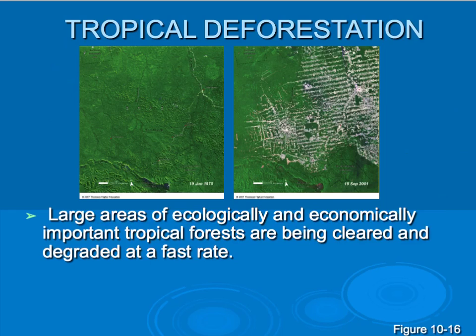Our next topic is deforestation, and in this picture we see a tropical rainforest before and after photo from a satellite. The first picture was taken in 1975, and the after picture was taken in 2001. So within about 25 years, you can see the difference. All of these trees here have been removed.